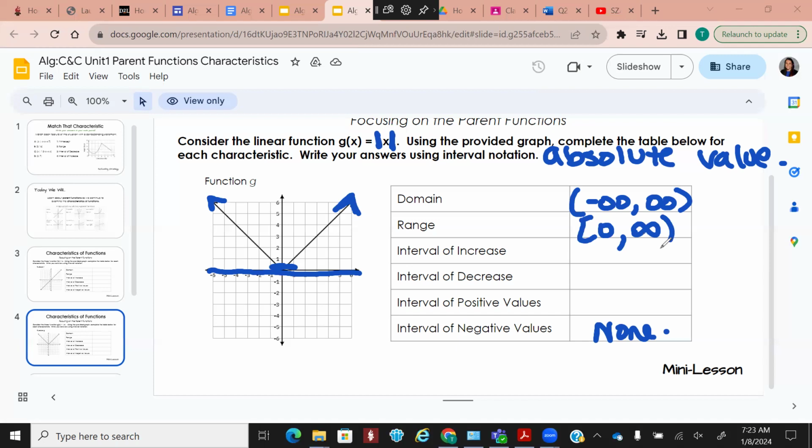Okay. Now, intervals of increase. So if I'm at Six Flags and I get on this ride, am I going down or up? Down. But where is that happening? Well, it's happening from negative infinity to 0. And then am I going up or down? Up. I'm going from 0 to positive infinity. Now, we already said that we're not going to have any negative values, but we're positive the entire time. So that's going to be from negative infinity to positive infinity.